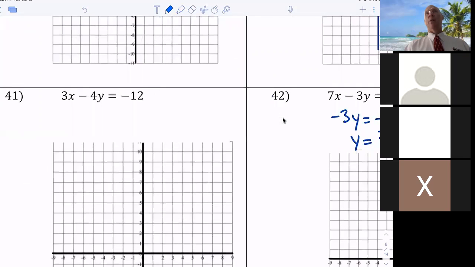Yes. Right? So I'm going to move the negative 4y over here, and I'm going to move the negative 12 over here. Does it have to be done that way? No, I just like it because I don't have to worry about all the negatives. All right? So I'm moving the negative 12. That becomes a what?